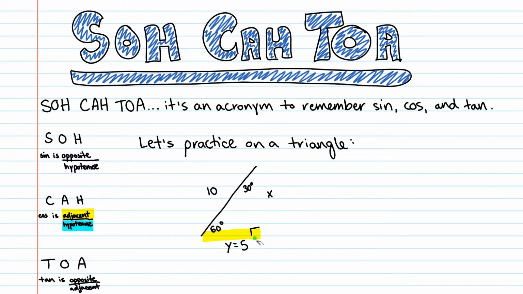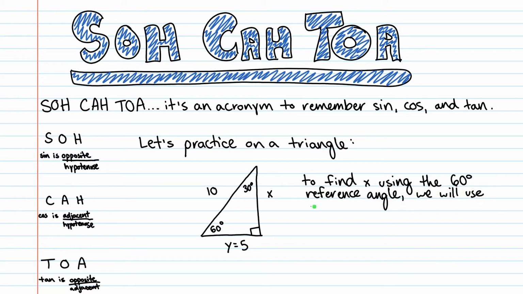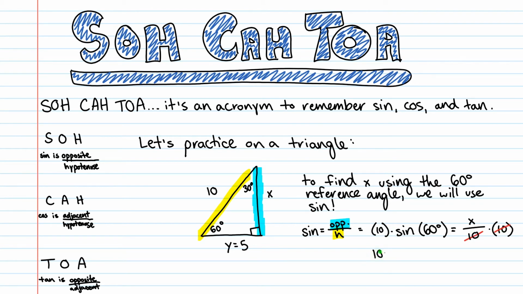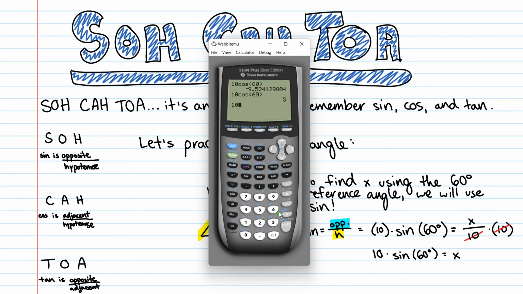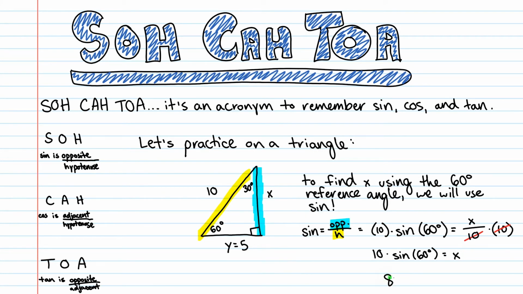Then let's say we wanted to solve for x on this same triangle. Well, if we wanted to use the same reference angle of 60 degrees, we are going to want to use sine rather than cosine, because sine, according to our acronym, of some angle is equal to the opposite side over the hypotenuse. And you see how the blue side, x, is opposite the 60 degrees. So sine of 60 should equal x over 10, multiply by 10 on both sides to simplify, and x is going to equal 8.66.